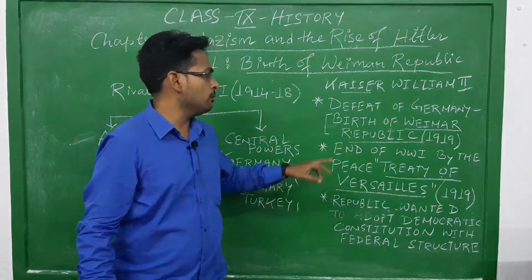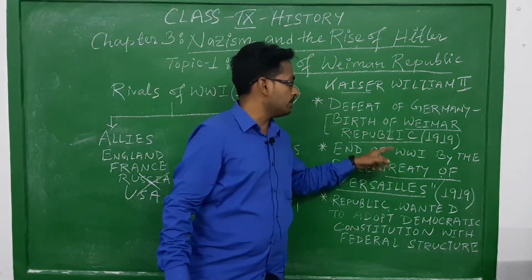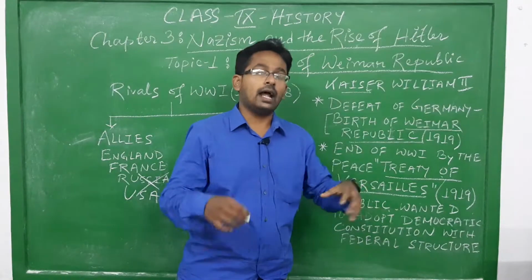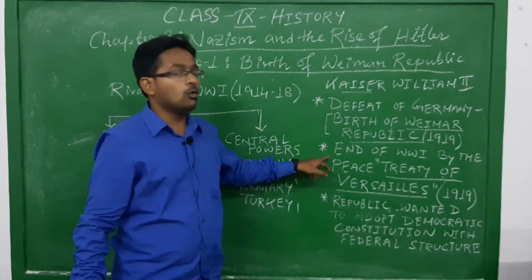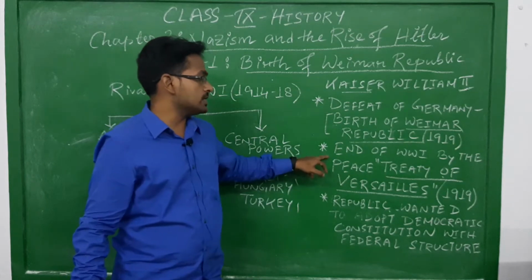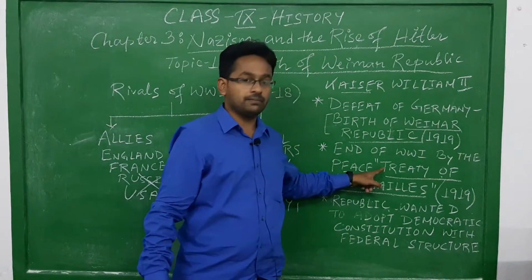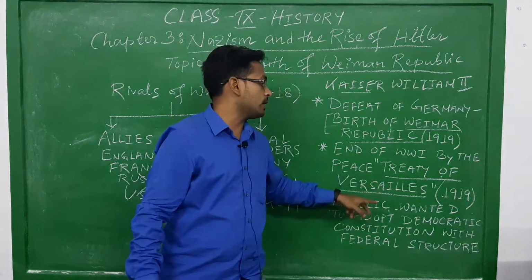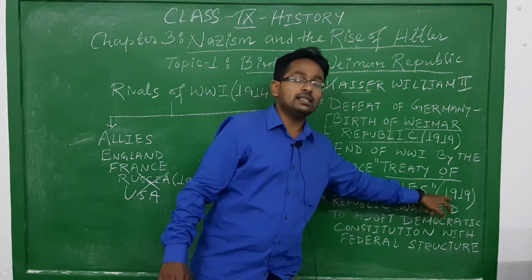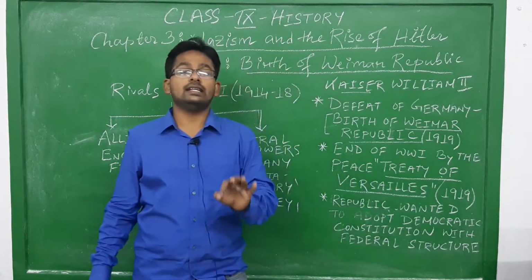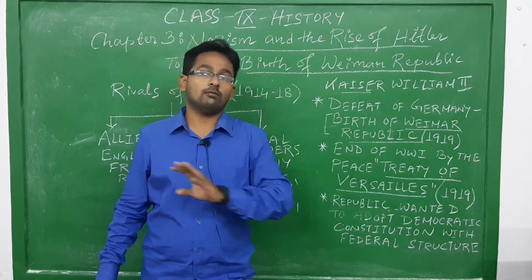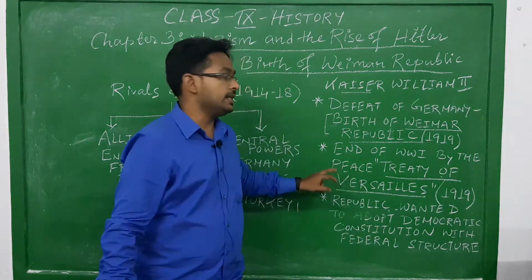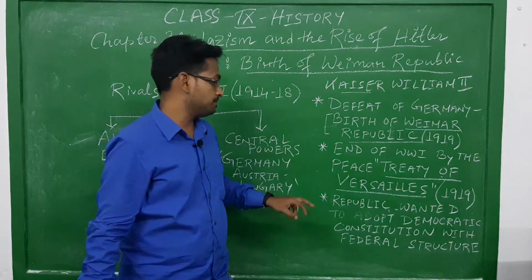Clear? Weimar is a place, and at Weimar many political leaders met and founded the Weimar Republic in 1919. World War I was ended by a peace treaty, and this treaty was known as the Treaty of Versailles. This treaty was signed in 1919. It was a peace treaty, and by this, World War I ended. Remember, it is also important for a 1 mark question.